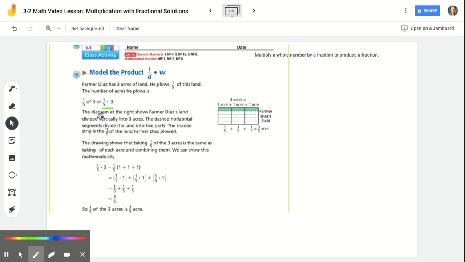Let's keep reading along in our books and see how we're going to set up our diagram. It says the diagram at the right shows Farmer Diaz's land divided vertically into 3 acres. The dashed horizontal segments divide the land into 5 parts. The shaded strip is the 1/5 of the land Farmer Diaz plowed. Okay, so they already did the work for us, but I'm going to walk you through the steps.